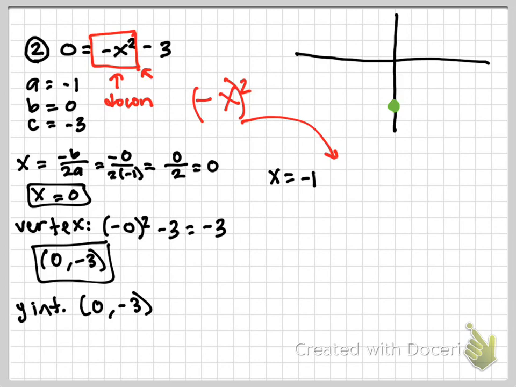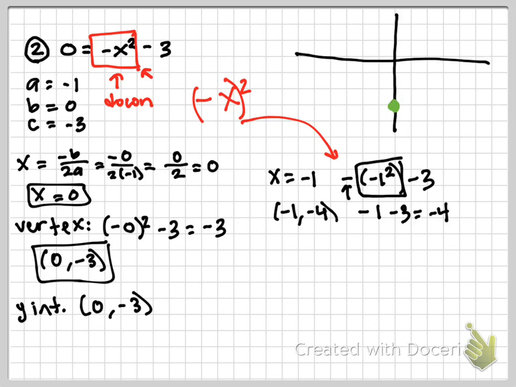So I actually want to do negative 1 squared minus 3. So here, negative 1 squared is positive 1. But then I have this negative sign out front still. So it's negative 1 minus 3, which is negative 4. So if x is negative 1, y is negative 4. So let's graph that. 1, 2, 3, 4 right here. Okay, remember this is the axis of symmetry.